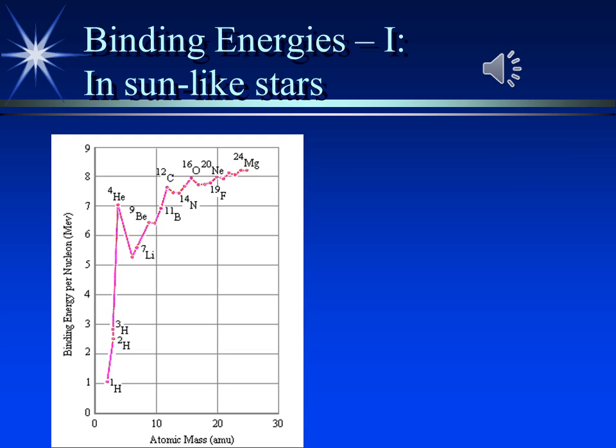C12, however, is higher up than helium 4. Notice that C12 means carbon 12. That is a nucleus with 6 protons and 6 neutrons. That has higher binding energy and therefore less mass than that of 3 heliums that were put together.